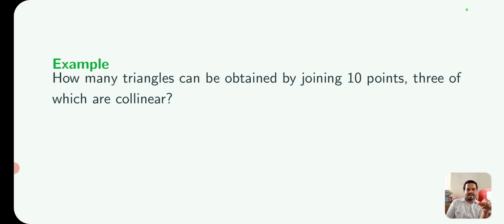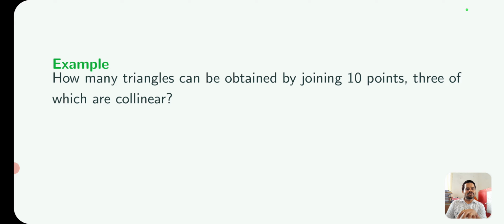So just read it again. How many triangles can be obtained by joining 10 points, 3 of which are collinear? You already know what is meant by collinear points: those points which lie on a straight line or a single line are called collinear points. To form a triangle, we need to select 3 points. Here 10 points are given and the condition is that 3 points are collinear.